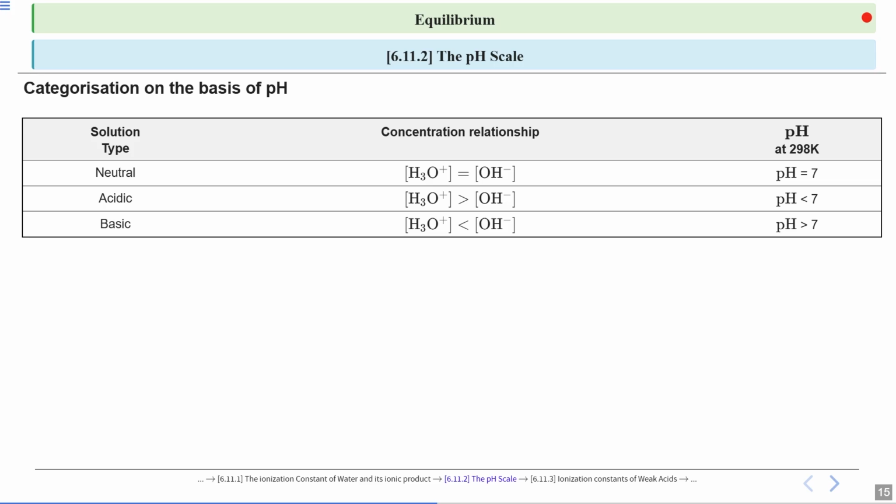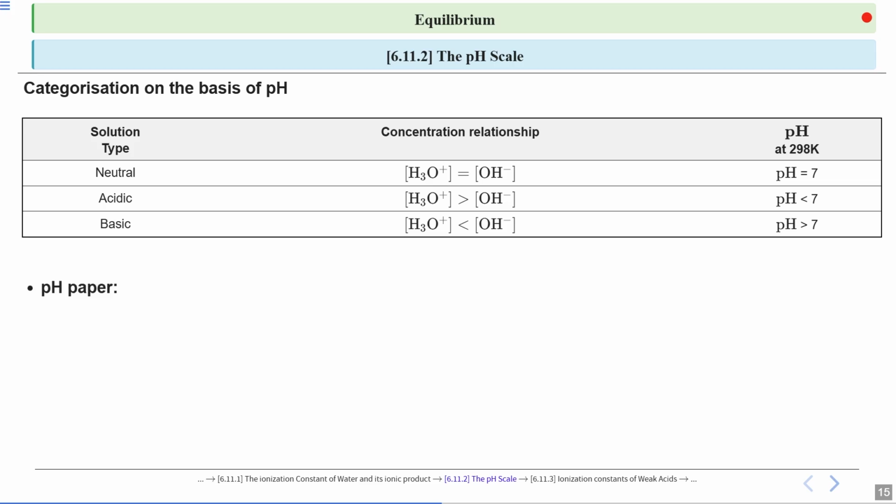At the same time, if this pH value is less than 7, then the solution will be acidic, and if it is more than 7, then it will be basic. You can try and derive these relations. These are very important, and you can derive them very easily by using the concept of pH plus pOH is equal to 14.